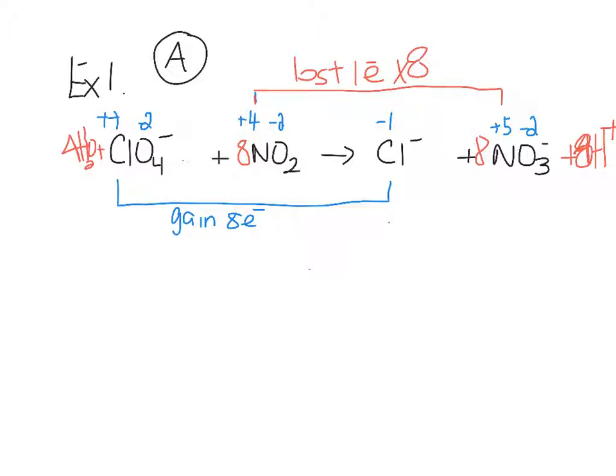What is the total charge on the left-hand side? This is neutral, this has a 1 negative, this is neutral. So what's the total charge on the left? 0 plus 1 negative plus 0 is 1 negative. On the right-hand side, you've got -1 plus 8 negatives, so -9, plus 8 positives, so -1. So left side equals right side, this is balanced.